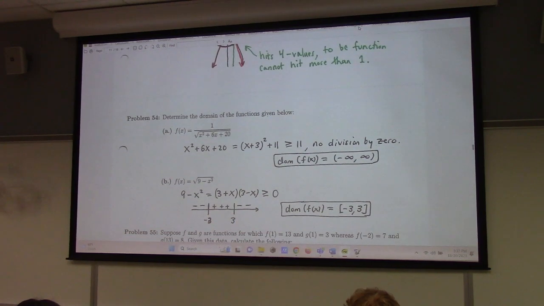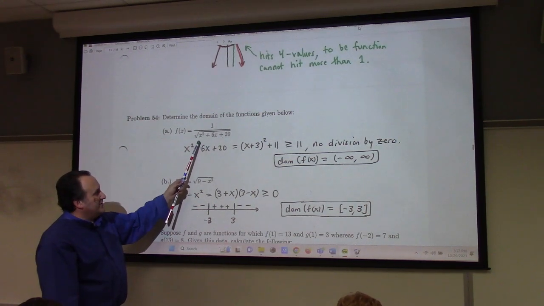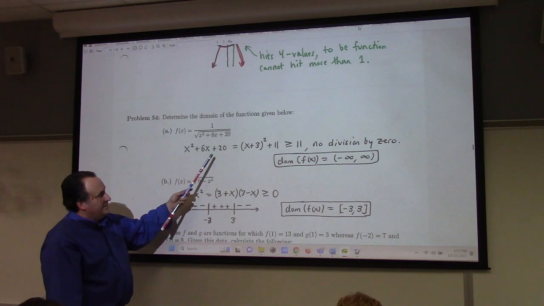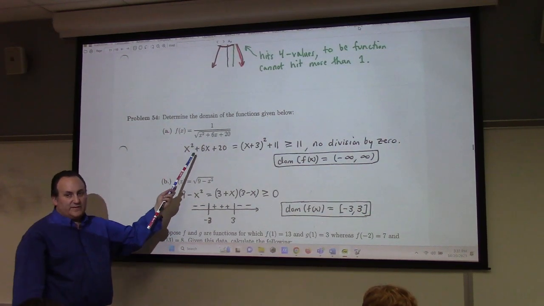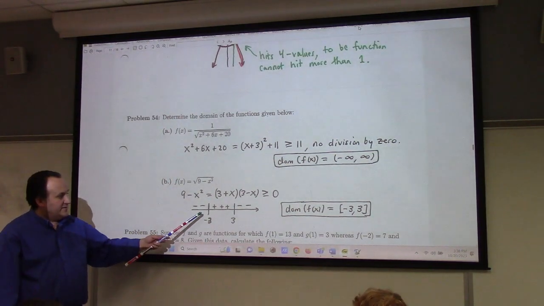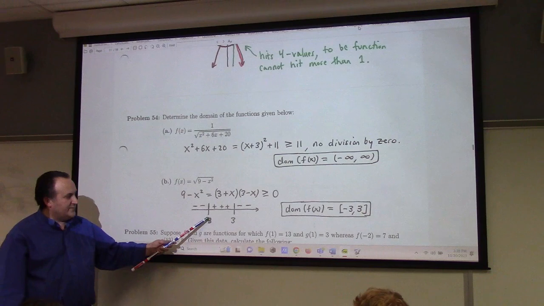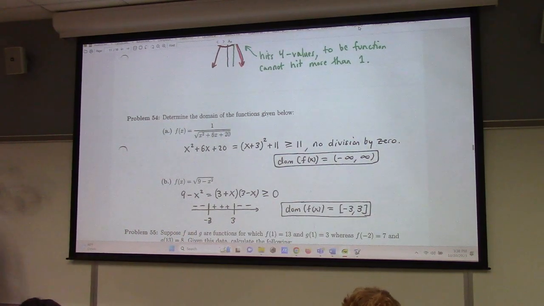How about domain? How do you think about domain? Domain, you've got to avoid what? Division by 0. And if you've got a square root, you need to make sure what's going into it is non-negative, right? So this one was automatically non-negative because when I complete the square, it's greater than or equal to 11, so there's no trouble anywhere. So the domain of that was everything. In contrast, this guy, I need to make a sign chart and figure out, oh, well, this is only non-negative between minus 3 and 3 inclusive. Right, so that was its domain.